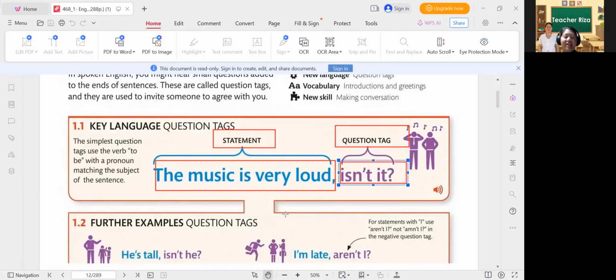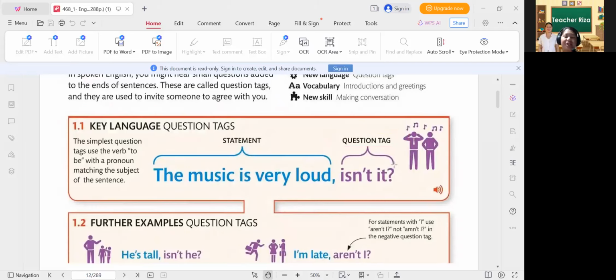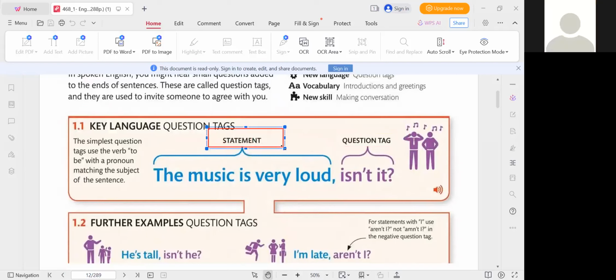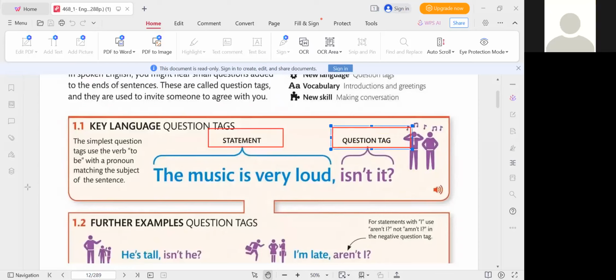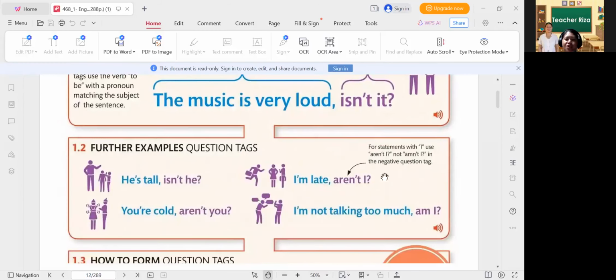So again, let's recap. Can you please read the statement? What is the statement for this sentence? The music is very loud. Very good. How about the question tag? Isn't it? All right, exactly. Good job. So next one. Let's proceed now to 1.2, further examples about question tags.